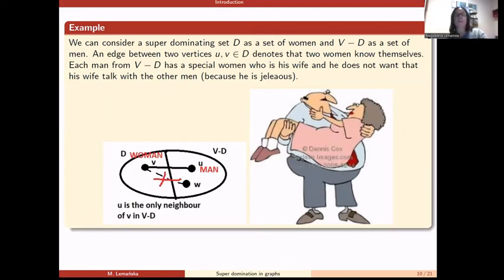Here, I decided to put some examples just to understand better the idea of superdominating set. We can consider a superdominating set D here as a set of women and the complement of the set, so the set V minus D, as a set of men. An edge between two vertices belonging to the set D denotes the relation between two women, that two women know themselves. But the condition of being a superdominating set is that each man from V minus D, for example, this man, has a special woman, v, and this woman is his wife, and this man does not want his wife to talk with the other man because, for example, he is jealous. So this kind of edges are forbidden.